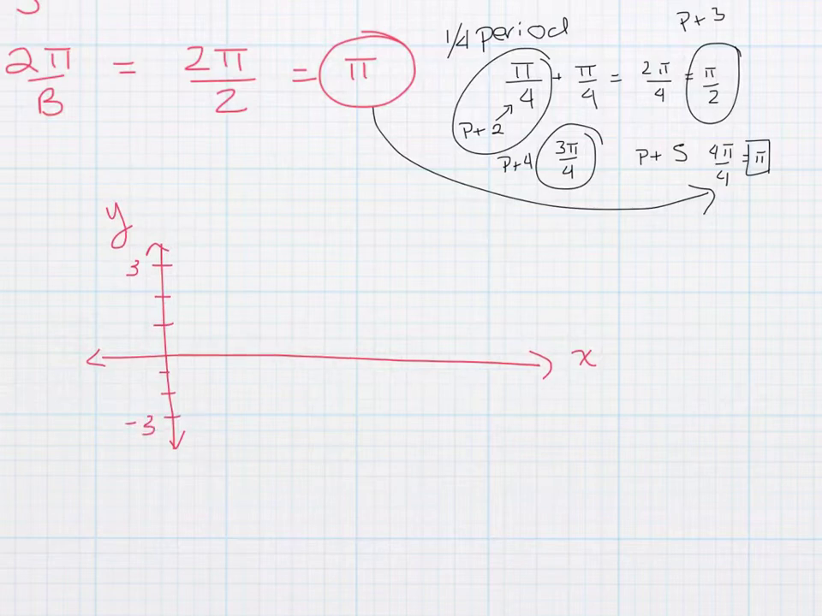All right, so now we need to label those quarter periods. So pi over 4 is where we started. Then our second point, that was our second point. Our third point was pi over 2. Our fourth point is 3 pi over 4. And our fifth point is your period, pi.